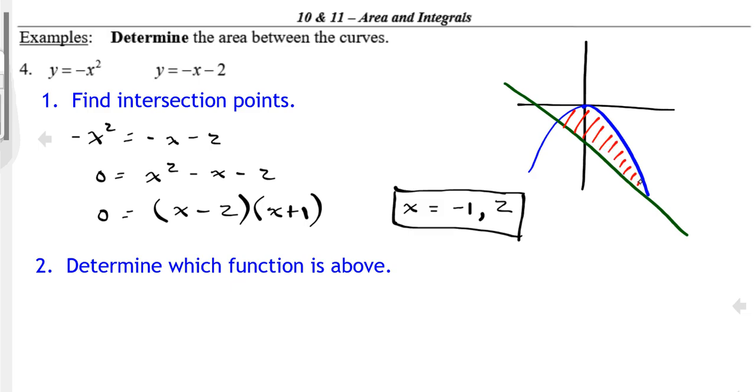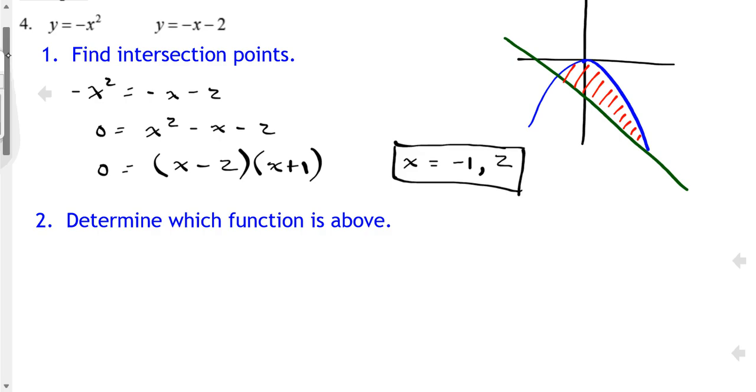This area out here, we don't care because it's infinite, so not helpful. This area over here, infinite, not helpful. So we don't care about those. We only want to know what's enclosed between the two curves. And we only have the two intersection points, so it makes it relatively easy. So now this gives us our bounds, and from my knowledge of the graphs, I know which one is above. But if you can't tell, then we do what we did in the previous one. We pick some value for x and we plug it into the two functions.